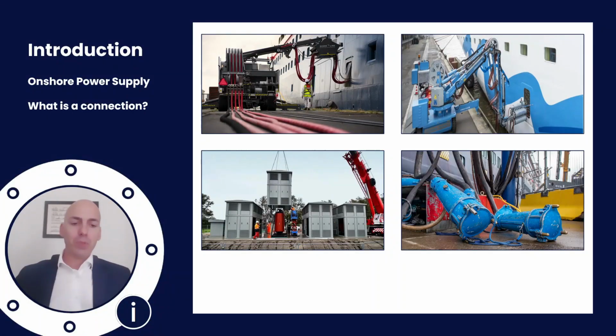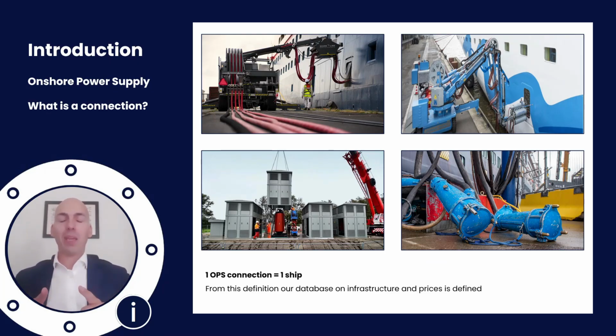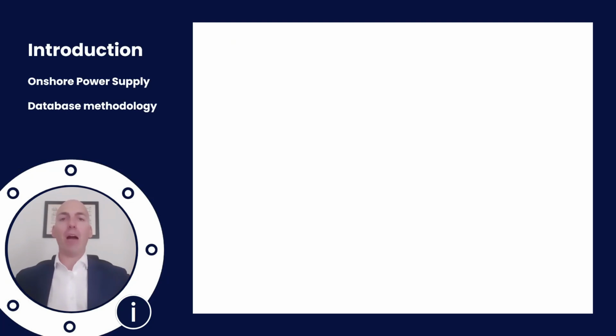How does that work? Well, these were some of the problems we encountered when taking stock of all the onshore infrastructure for shore power connections. So we have defined it as the following. We start at the bottom, what we call the atomic point. 1 OPS connection is defined as 1 ship connected. So it can be 4 plugs, it can be 400 plugs. 1 ship connected is 1 connection point. From this definition, our database, our infrastructure, and also our prices are defined.